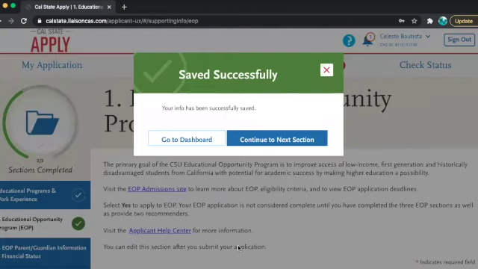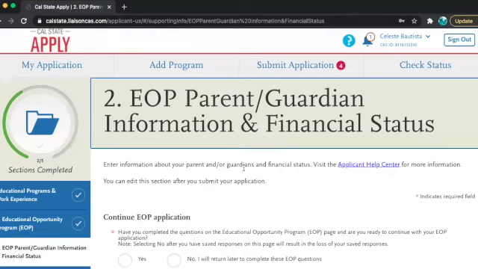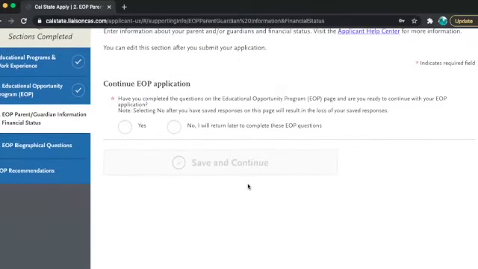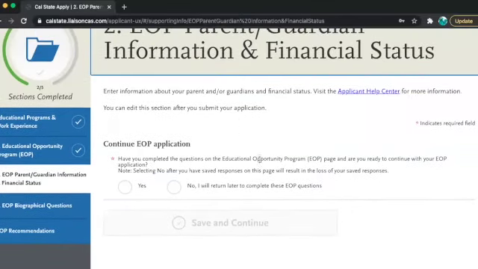So we're going to click Save and Continue, and it says Continue to Next section. So this is the parent and guardian information and financial section. Have you completed the questions on the EOP page and are ready to continue with your EOP application? So on your brag sheets, you completed the answers to this EOP, and go down to the section where you see these questions. Because once you start this process, you can't come back to edit.